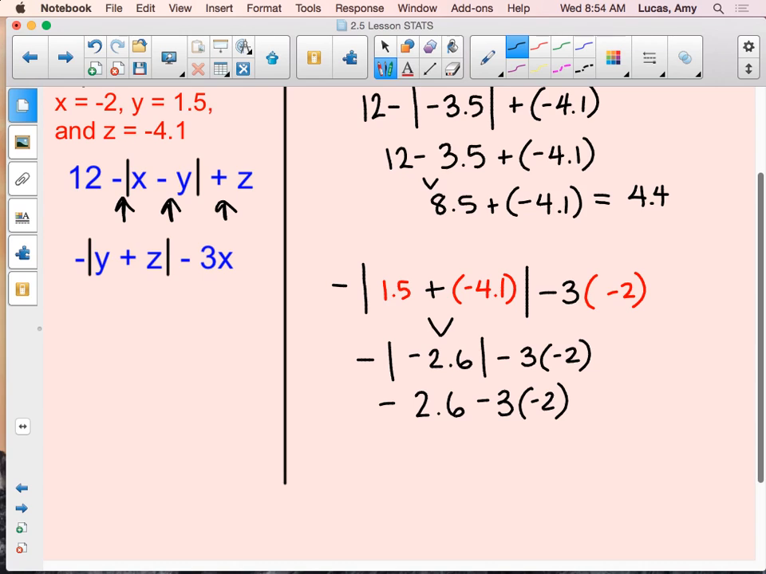So that doesn't turn into a chunky plus. It's when the absolute value bar, so I'm talking about this part right here, when the absolute value bar has a minus in front of it and a negative after it, that doesn't turn into a chunky plus like a parenthesis would. So that's an important thing to point out. Next, with PEMDAS, I would have to multiply. A negative 3 times negative 2 is positive 6. So negative 2.6 plus 6 would be 3.4, positive 3.4.